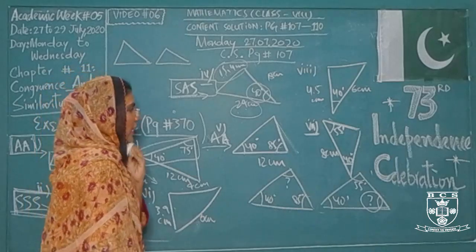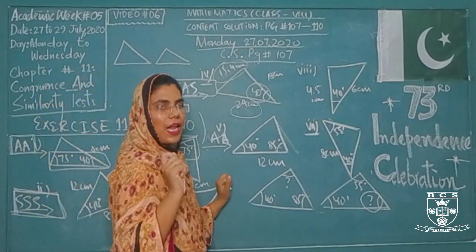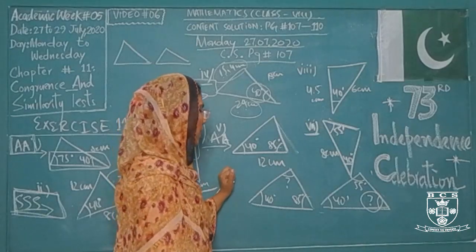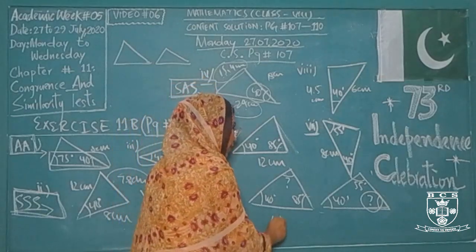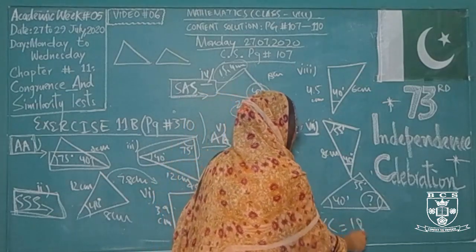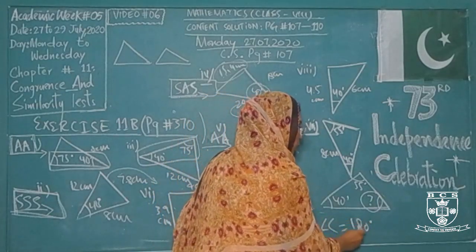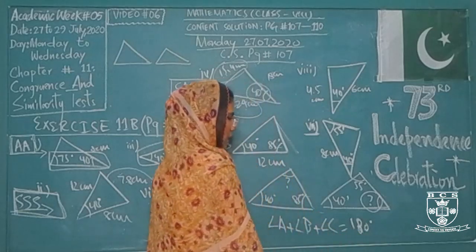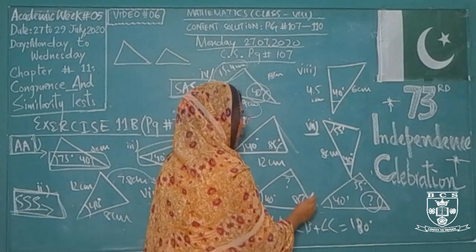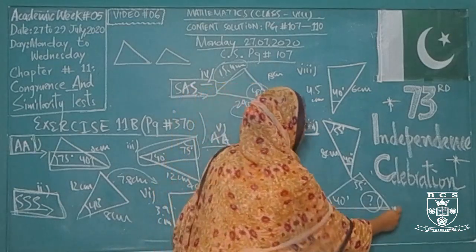As I have told you in the last class, whenever we have a triangle, the sum of all the angles of a triangle is always equal to 180 degrees. So whenever we add angle A plus angle B plus angle C, they become equal to 180 degrees. So this is A, for example, this is B and this is C. Again A, B and C.